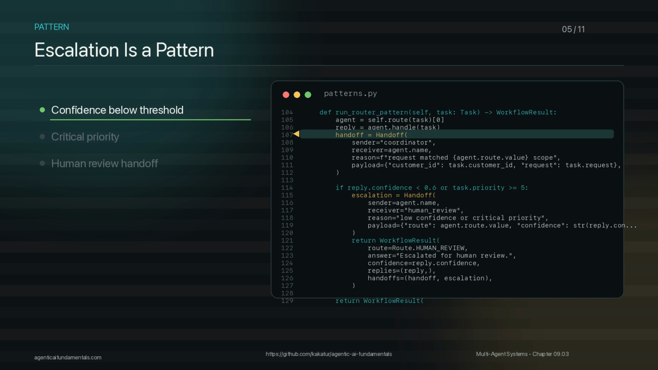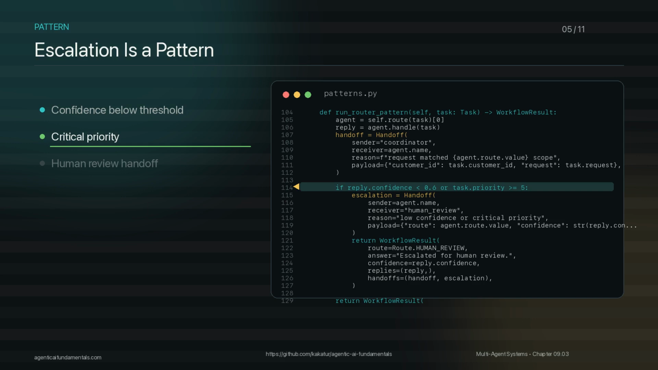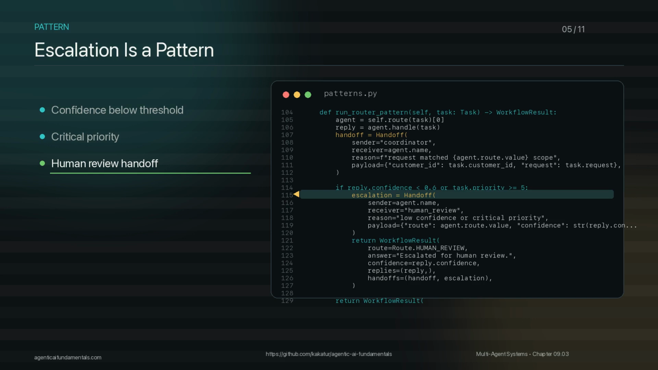Escalation should not be an apology pasted onto the final response. It is a workflow path. Look at the router method. After the specialist replies, the coordinator checks confidence and priority. If confidence is low or the task is critical, the system creates a second handoff to human review. It preserves the route and the confidence value. That matters because a human reviewer should not restart from zero. They should see the original task, the selected route, the uncertainty signal, and the reason the machine stopped.